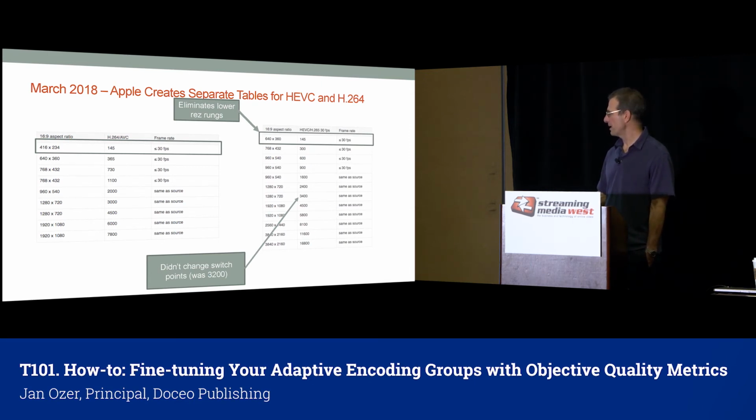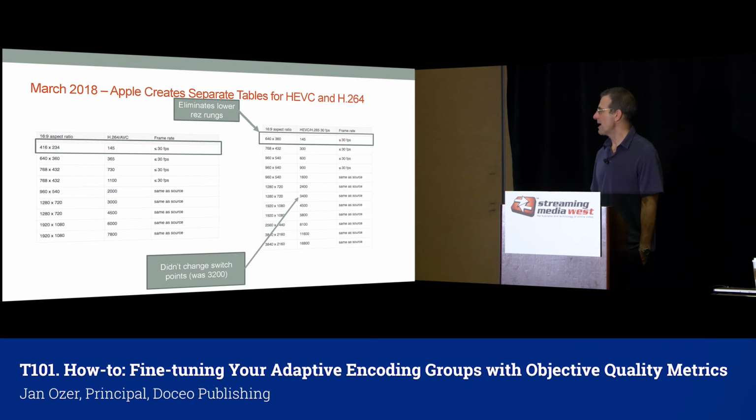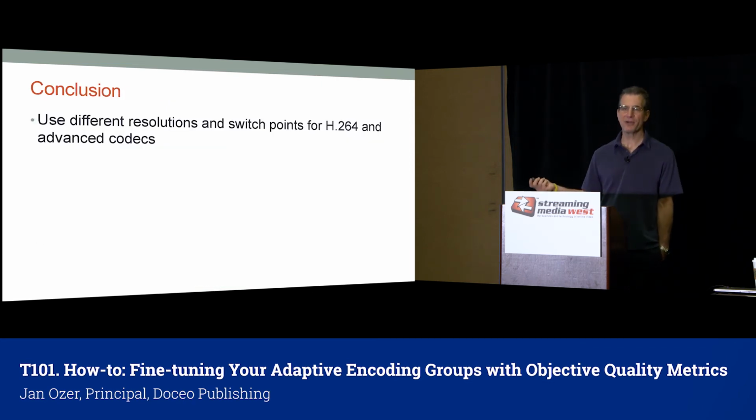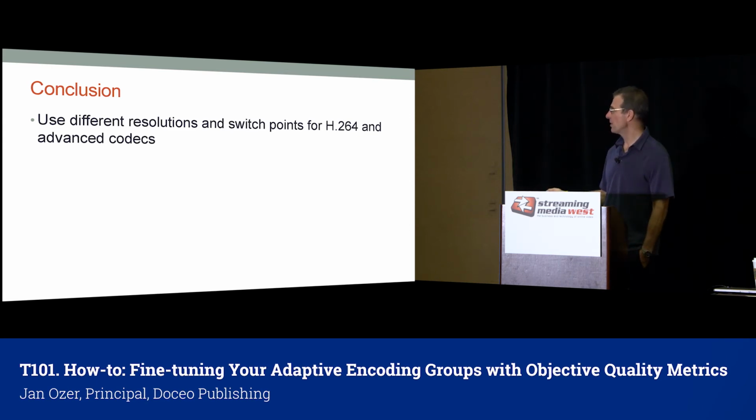So this was kind of disappointing. They go from, if you look at 34, here it's 3 megabits per second at 720p. Here it's still 720p at 34. And for most of the encoding ladders I looked at, you can push the higher resolution down much further with HEVC than you can with H.264. So Apple made a good step. They didn't go as far as I would like, but the overall point is if you're doing encoding ladders, don't use the same resolutions for H.264 as you would for other more advanced codecs.